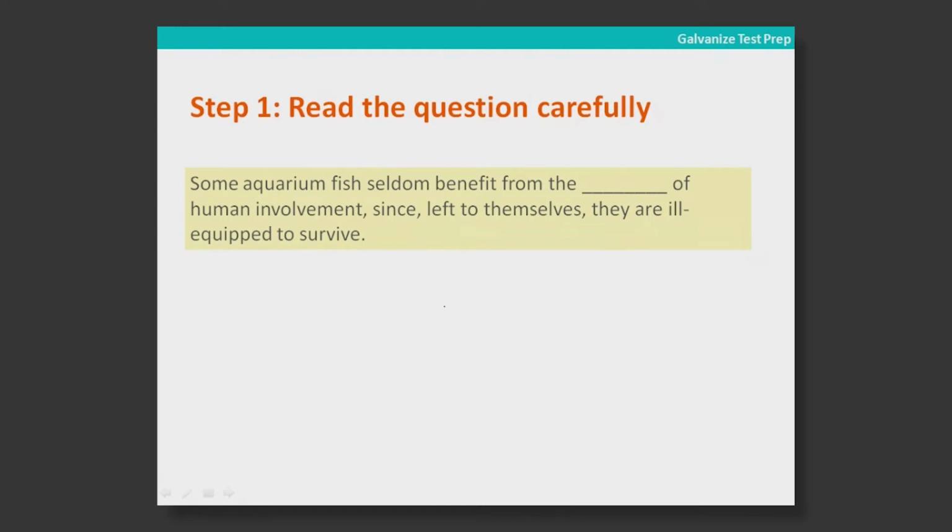So for those of you who find that there are a lot of different chunks and it's hard to follow, remember, you can always split it into smaller pieces. So let's try that. Some aquarium fish seldom benefit from the blank of human involvement. Okay, we've got some meaning here. We'll just stop it there, and then we'll continue with the second part here. Since, left to themselves, they are ill-equipped to survive. Just break it down, and let's take a closer look at what we mean here.